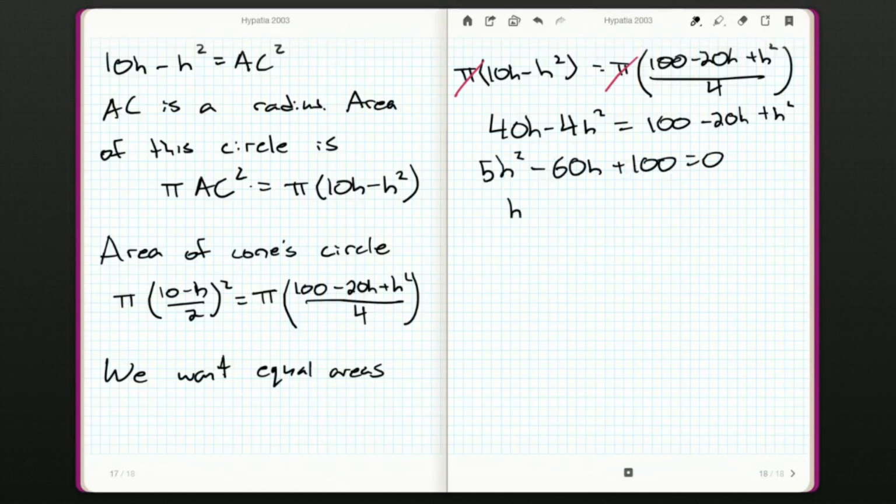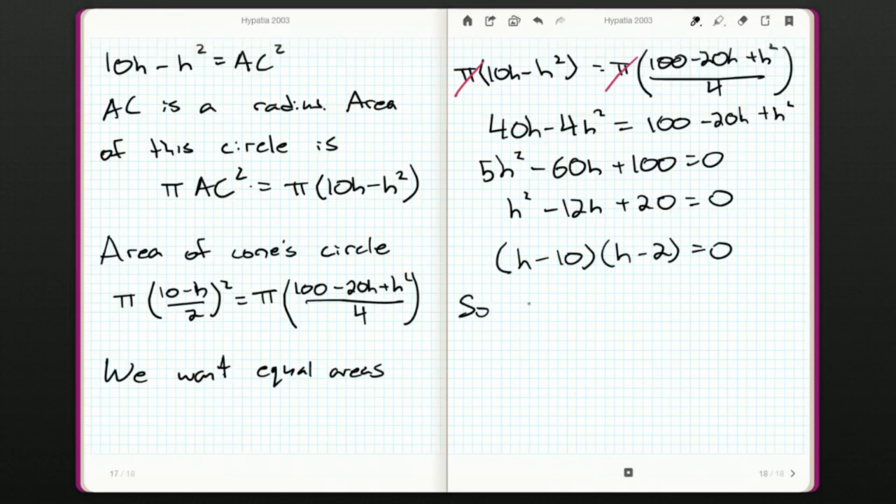I notice I have a common factor of 5, so I can take that out. And we're left with h squared minus 12h plus 20 equals 0. Now, are there two numbers that multiply to give me 20 and add to give me negative 12? And indeed there are. So I know I can factor this as h minus 10 and h minus 2 equals 0. So the solutions are h equals 10 or h equals 2.